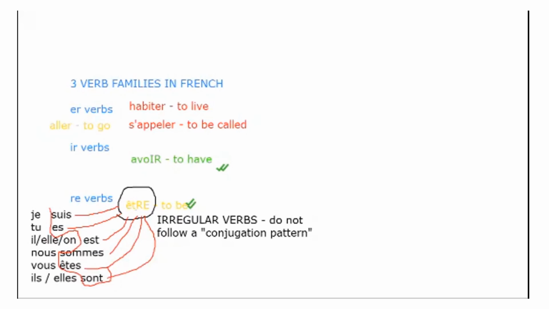The same thing goes for aller. Aller doesn't necessarily follow a pattern either. So aller is another irregular verb, okay? I think that's the only irregular verb among the ER verbs. The vast majority of verbs in French are mostly ER verbs, and they're mostly regular, okay?